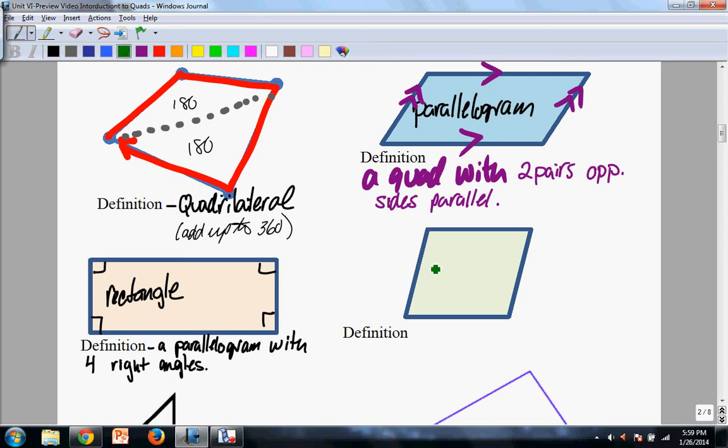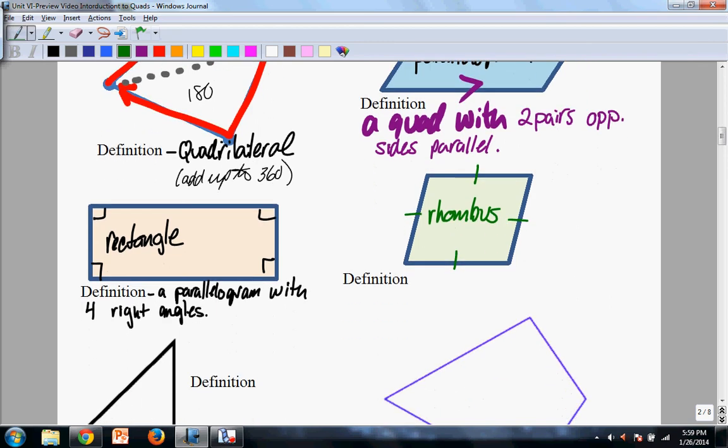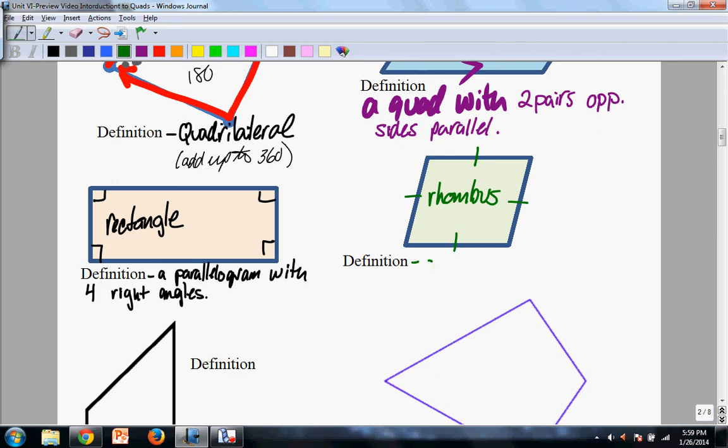A rhombus is also a parallelogram, but it's a parallelogram not with 4 right angles, but with 4 congruent sides. So the definition of a rhombus is a parallelogram with 4 congruent sides.